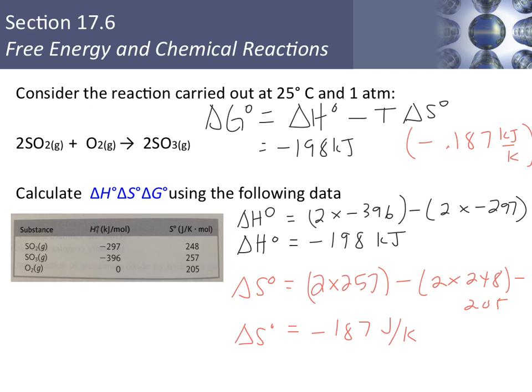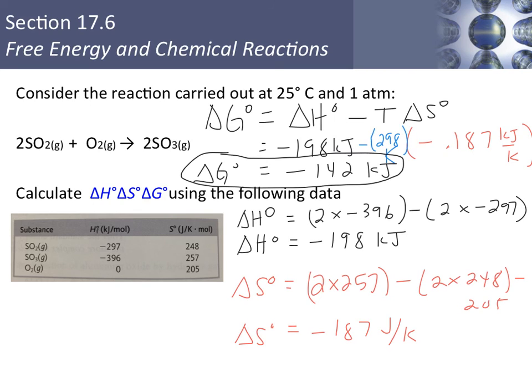Now all I need is my temperature in Kelvin. My temperature in Kelvin is 298, and when I go through and solve that, I get negative 142 kilojoules. The kelvins have canceled.